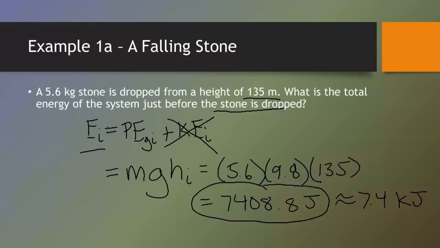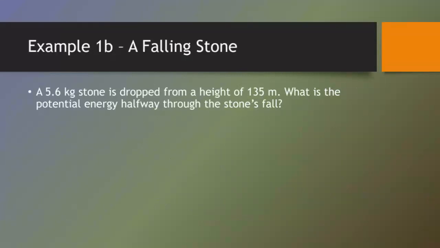As that stone is falling, the energy can't go up or down. This total number has to stay the same. So as the stone falls, it'll increase in velocity and its kinetic energy will go up, but its height goes down, and so its potential energy will go down. So let's look at another point in the stone's fall. What's the potential energy when it is halfway through the stone's fall?